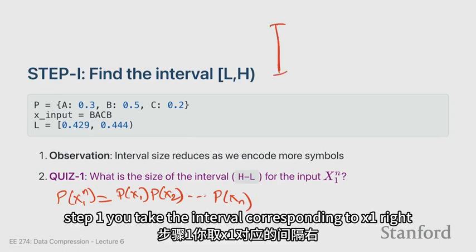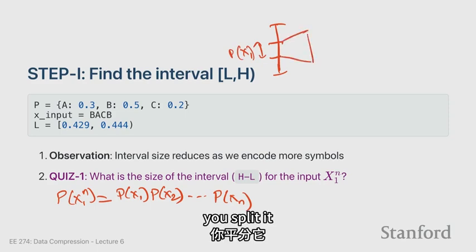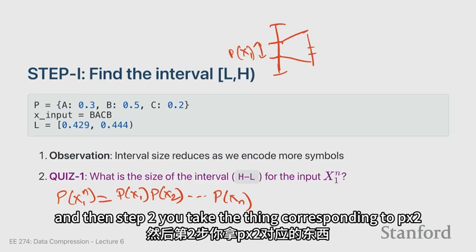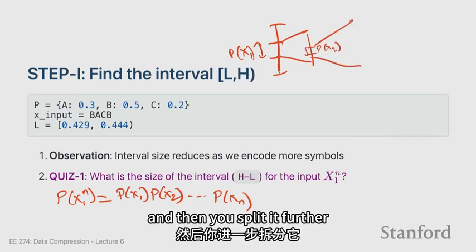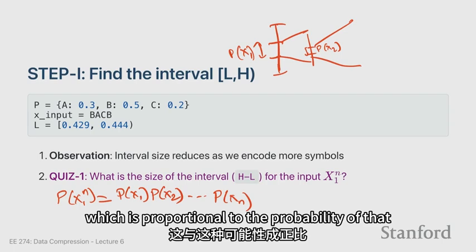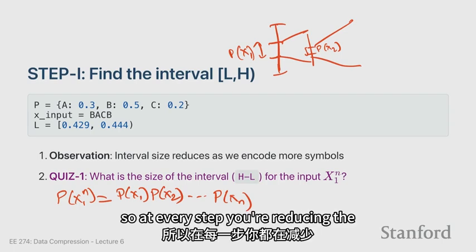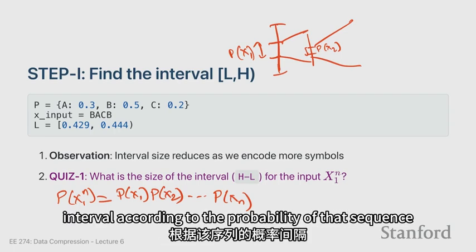Because in step 1, you take the interval corresponding to x1, which is like p(x1), you split it. And then in step 2, you take the piece corresponding to p(x2), and then you split it further. So at every step, you are taking the sub-interval which is proportional to the probability of that symbol. So at every step, you are reducing the interval according to the probability of that symbol.